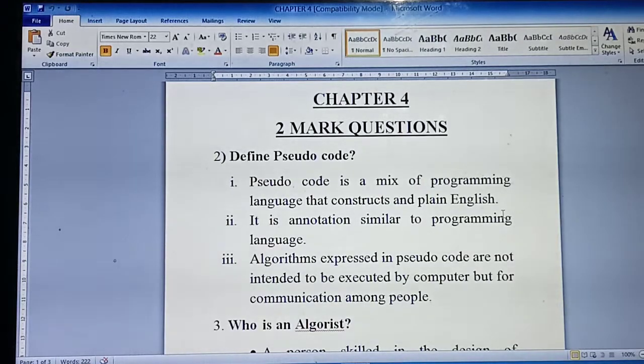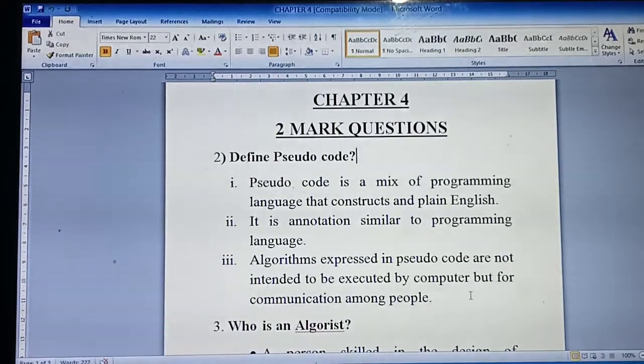So define pseudocode. Pseudocode is a mix of programming language constructs and plain English. Second, it is annotation similar to programming language. Then algorithms expressed in pseudocode are not intended to be executed by computer but for communication among people. Okay, write fast. Write fast, students.